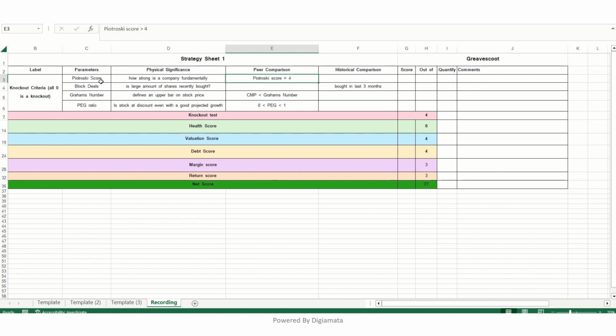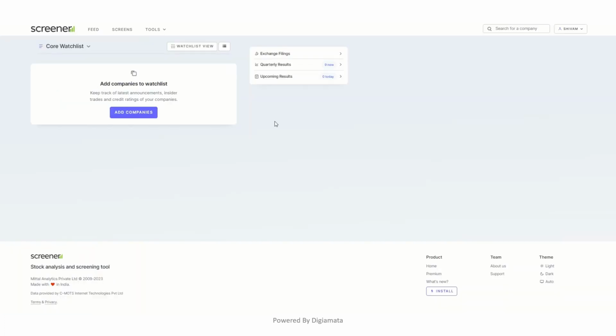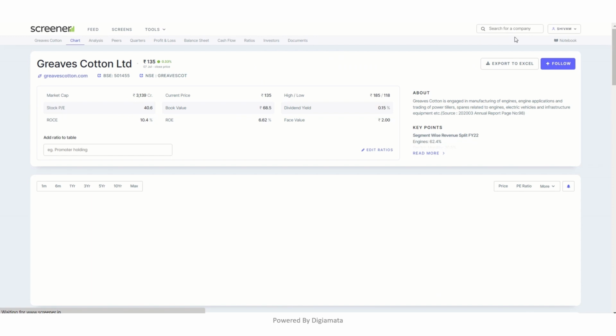So let's start to find the Piotrowski's score, the Graham's number, and the PEG ratio. For doing this, let's go to our screener.in. Now in the screener.in, this time we are changing our example. We are not taking Tata Chemicals anymore. We want you to have a wider grasp and not just stick to Tata Chemicals. You might be bored with using the same example. So let's go to Greaves Cotton.